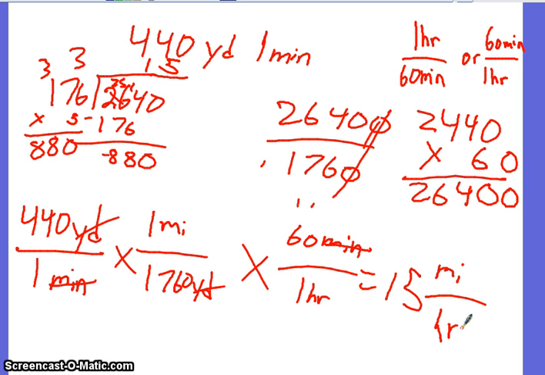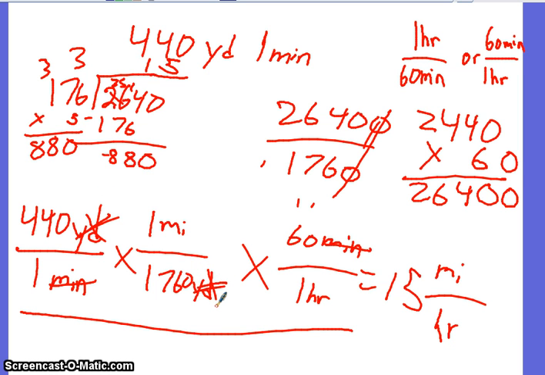The labeling, when you set up your problem, allows you to set it up right. You were told 440 yards in 1 minute. Then I multiplied, and it doesn't matter which one I did first of these two. I multiplied by 1 mile over 1,760 yards. That allowed me to cancel out my yards, like I did.